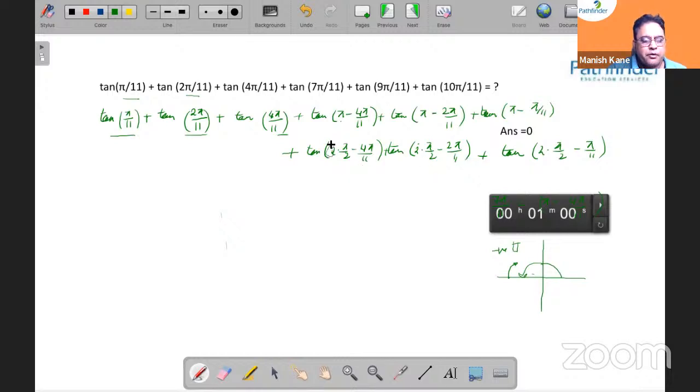Now here n is even, so tan will remain tan. But 2 pi by 2 minus 4 pi by 11 is in the second quadrant where tan is negative. And it will give me minus tan 4 pi by 11. By the same logic, here I'll get minus tan 2 pi by 11. And by the same logic here, I will get minus tan pi by 11. And here you have tan pi by 11 plus tan 2 pi by 11 plus tan 4 pi by 11.